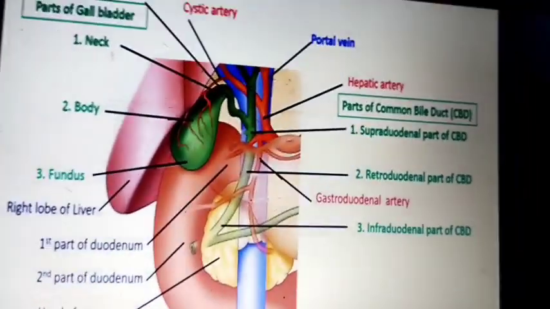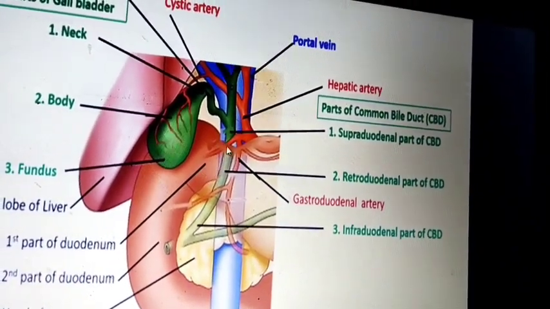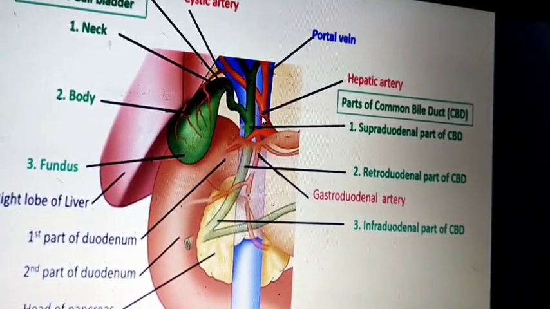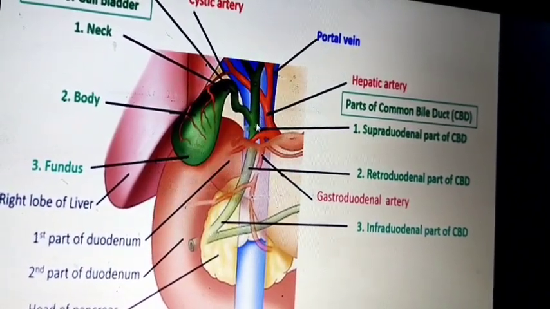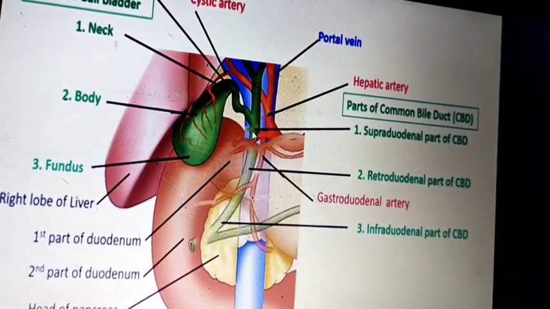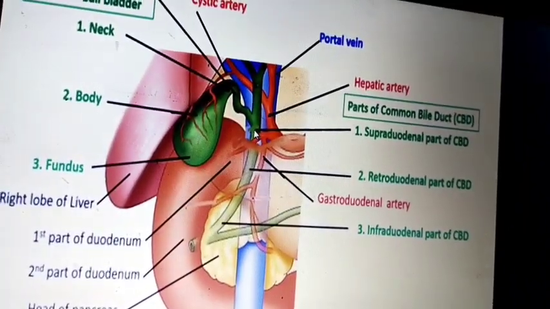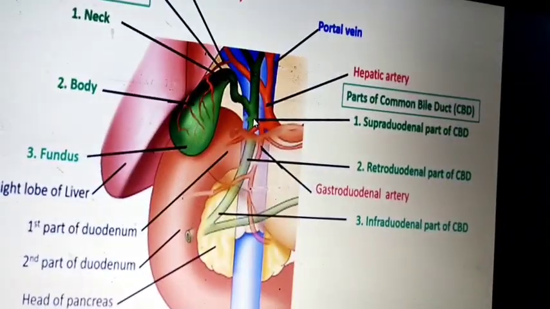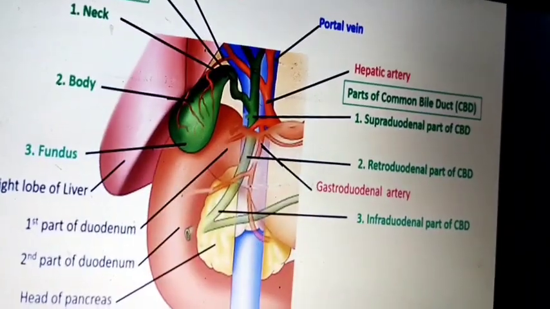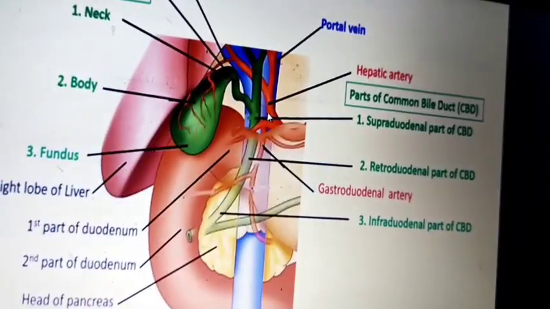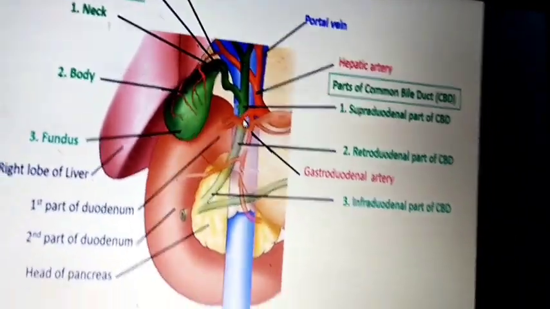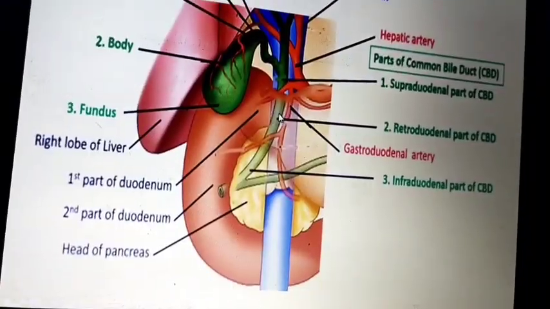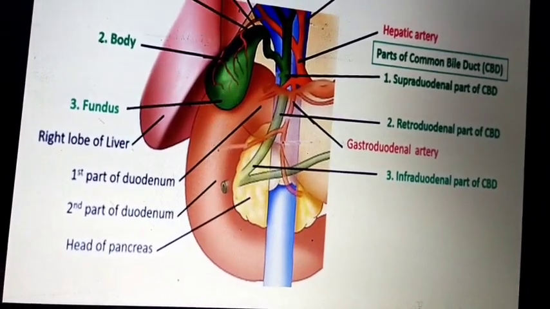In this you can see the first part of the duodenum. Just above the duodenum is the supraduodenal part, and just lateral to and in front of the portal vein, this is the common bile duct, the supraduodenal part of the common bile duct. It is in front of and lateral to the hepatic artery. It is in front of the portal vein and just lateral to the gastroduodenal artery.